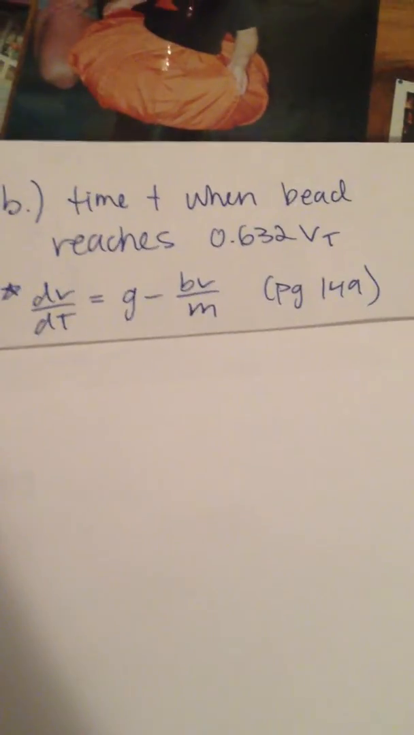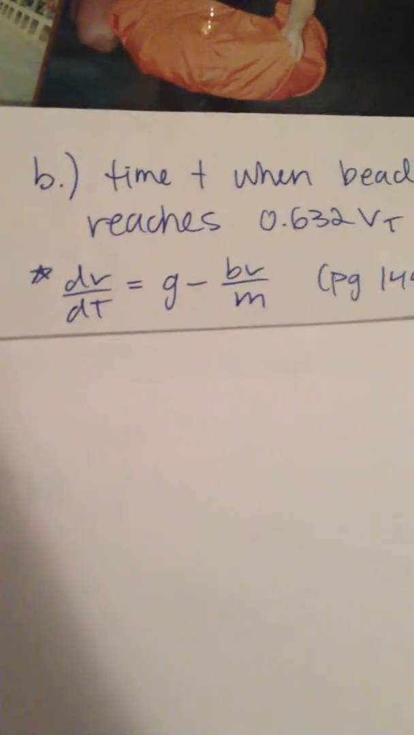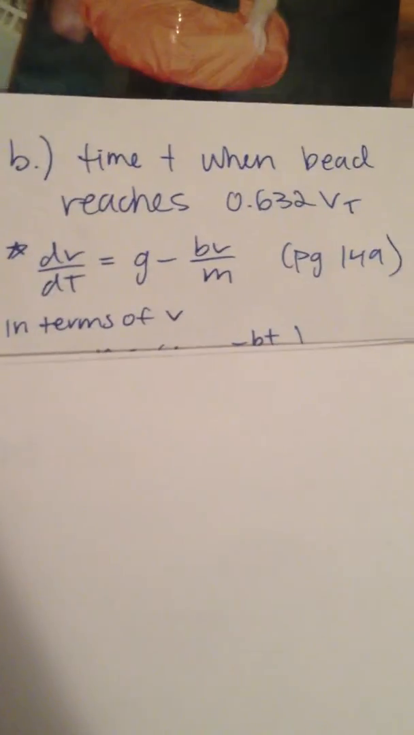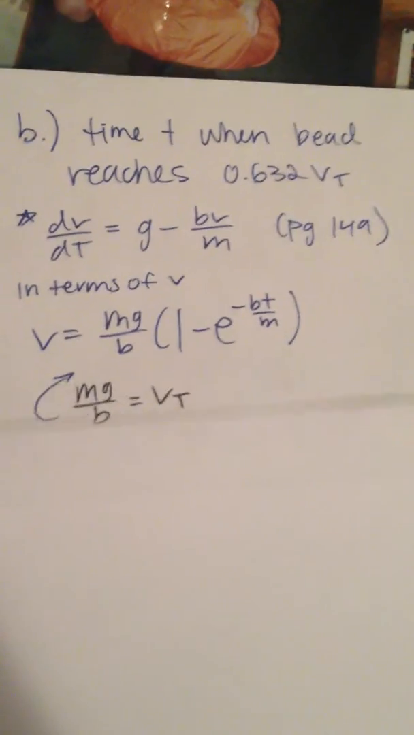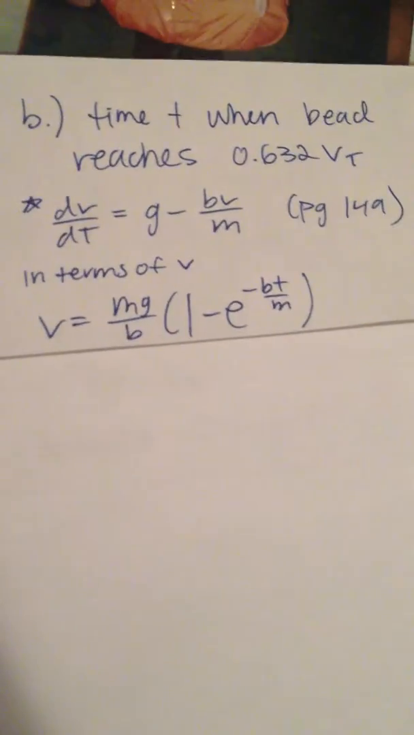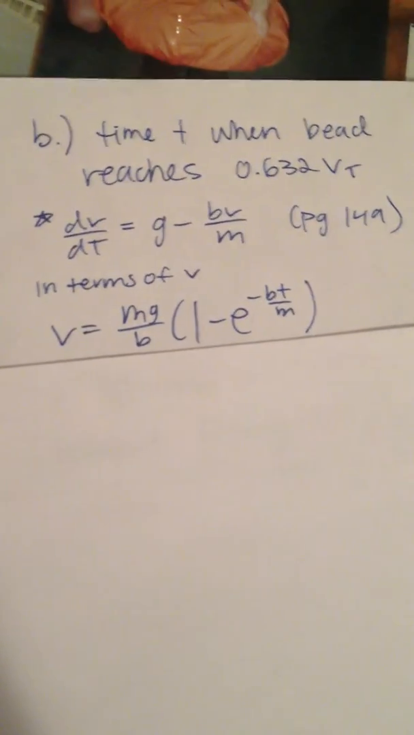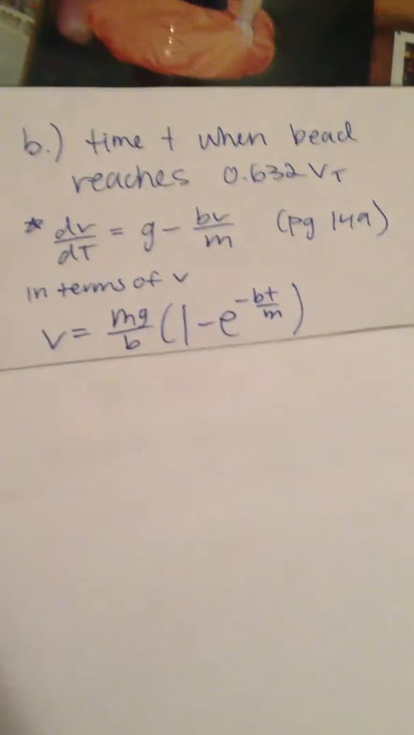Okay, for part B, we're trying to solve for the time t when the bead reaches 0.632 of its terminal velocity. So back to that equation that I said before, dv over dt equals g minus bv over m. Now we want to move that around in terms of v to get v equals mg over b times that. That equation is just solving that expression in terms of v, and you can see how that's done on page 149 of our book.